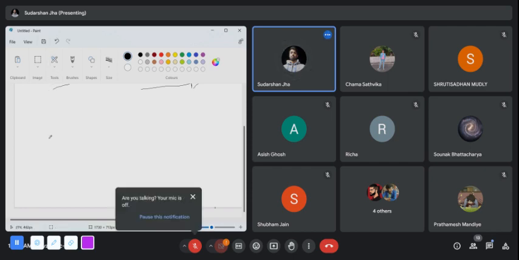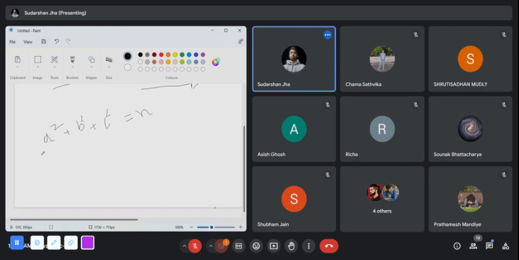So you have this problem. You need to have a square plus b square plus c square equal to n, and these a, b, and c belong to primes. Did any of you try this problem? What was your approach on it?